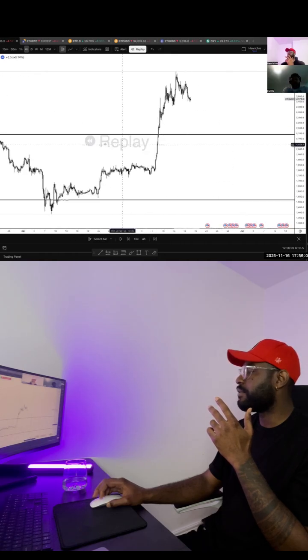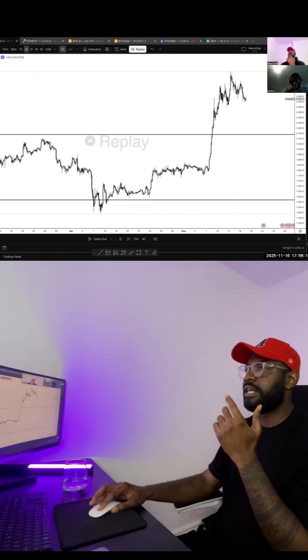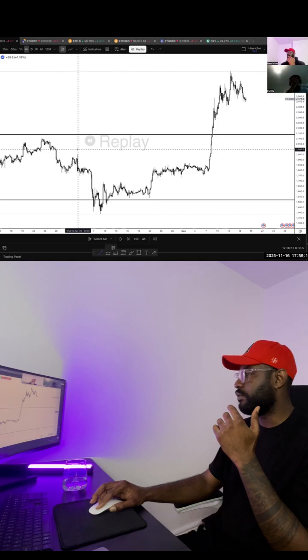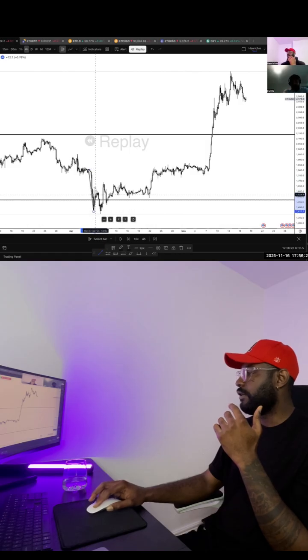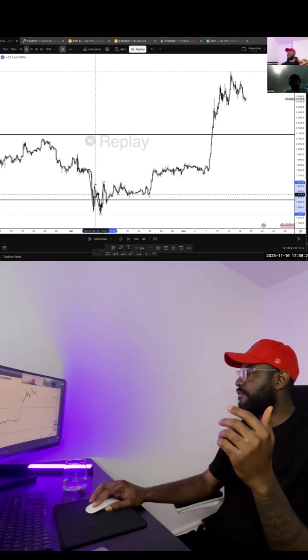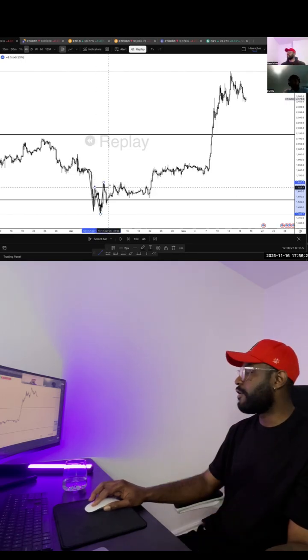Can you see how price was coming into that position, creating lower highs and lower lows right here? Lower low, lower high, a lower low, a lower high, a lower low, and then it rallied and broke structure to the upside, confirming that it wants to now go to the upside.